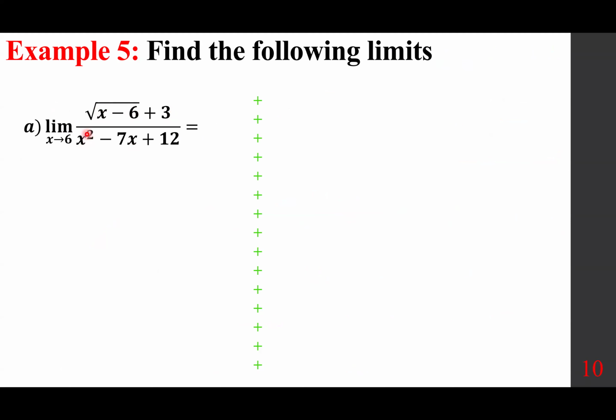This is 6 squared, 36, minus 7 times 6, 42, plus 12. So the numerator is 3. 36 minus 42 plus 12 is 6. And the answer is 1/2. In other words, you plug in, it works out, you're done.